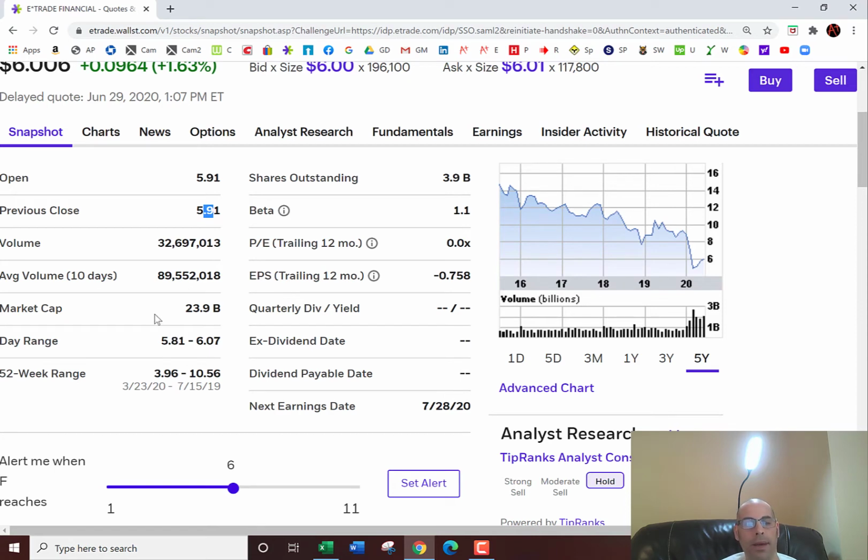The market cap is the value of the company according to the stock market. That's 23.9 billion. The range of today is between $5.81 and $6.07. The 52-week range is between $4 and $10.56. So in the last 52 weeks you could have gotten it as low as $4. Shares outstanding, there's 3.9 billion shares in the market.